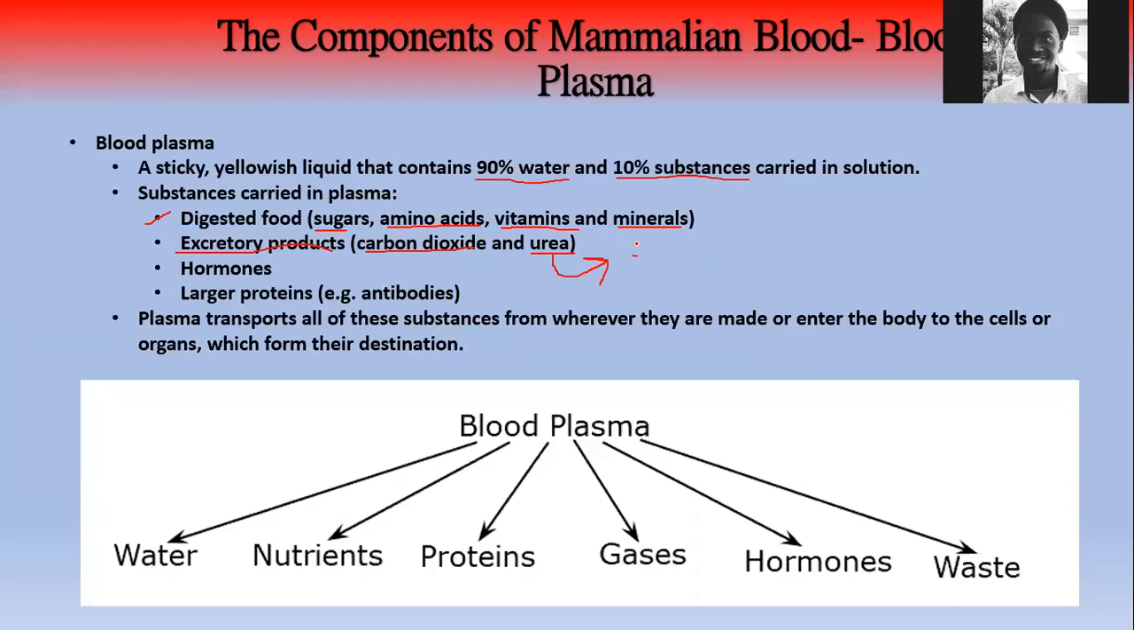So let me write that. Urea is obtained from deamination in the liver.